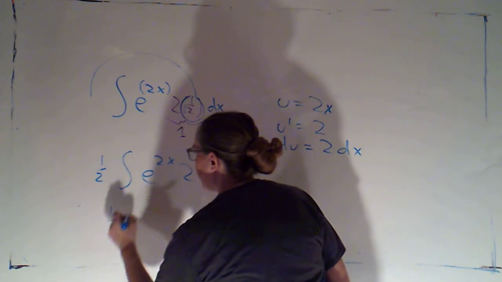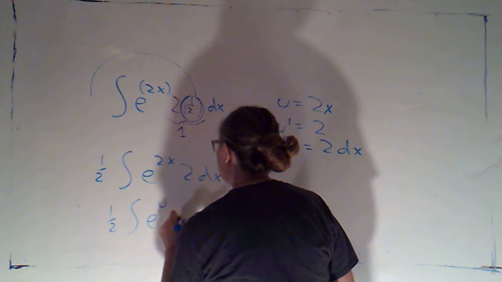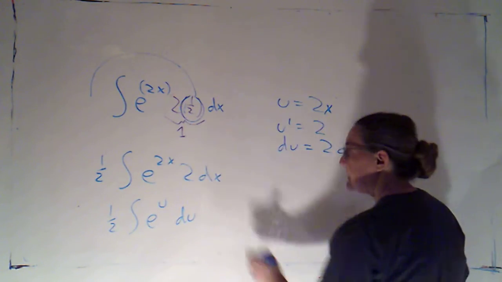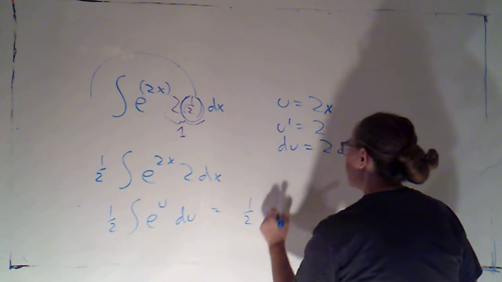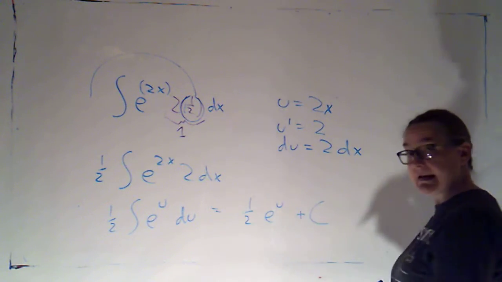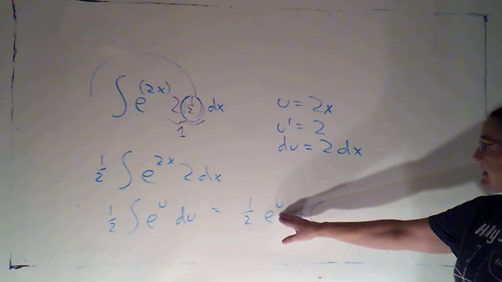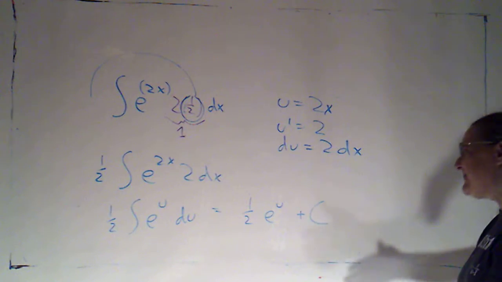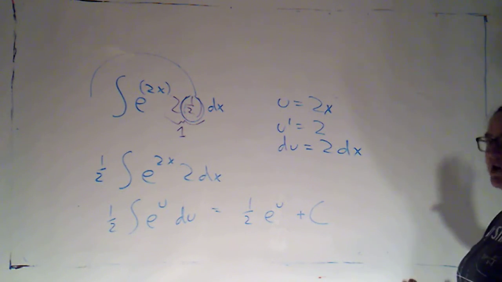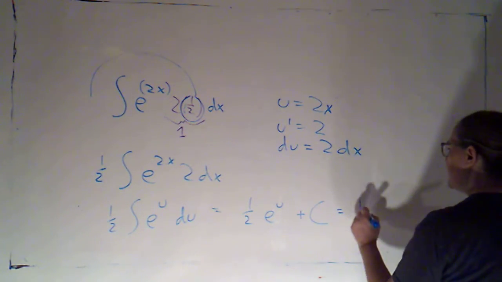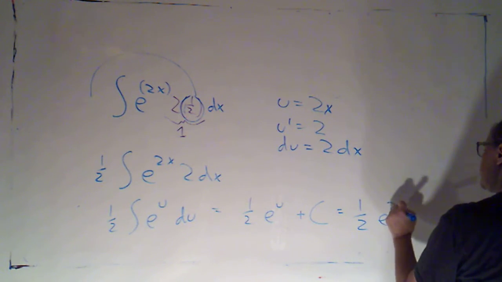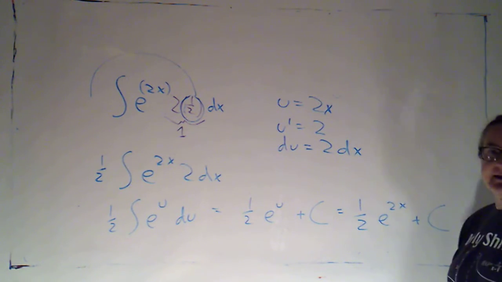So this becomes 1/2 integral of e to the u du. That's going to be 1/2 e to the u plus c. And remember, when it's an indefinite integral, we don't want to leave things in terms of this new variable. We want to go back to the original variable. So this would be 1/2 e to the 2x plus c.